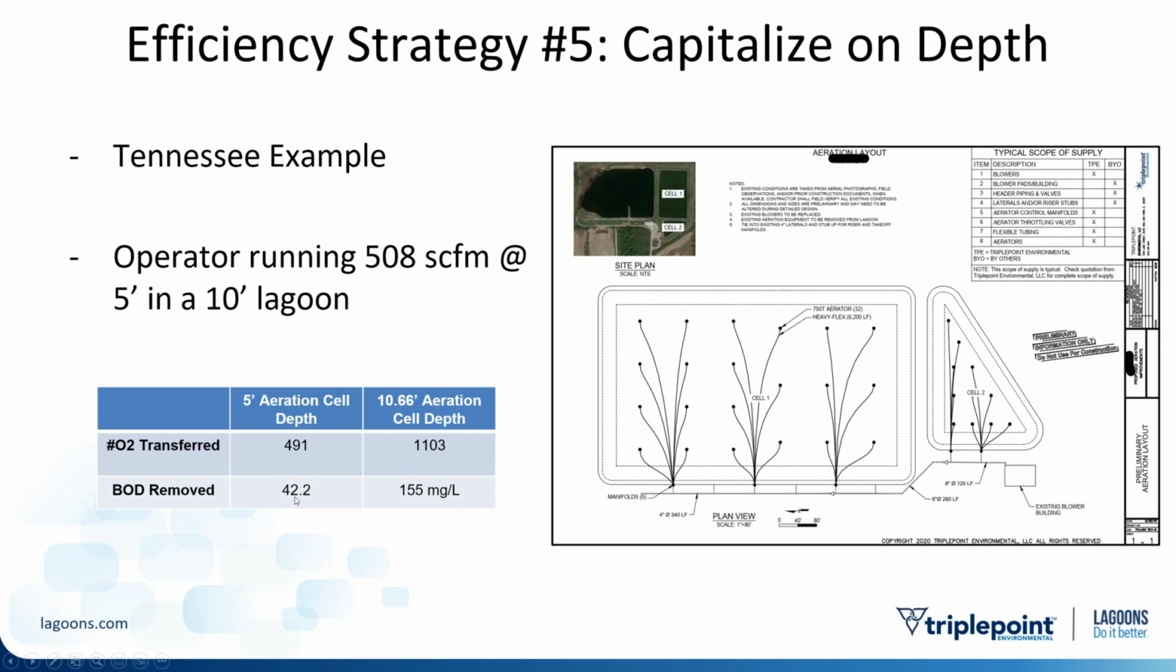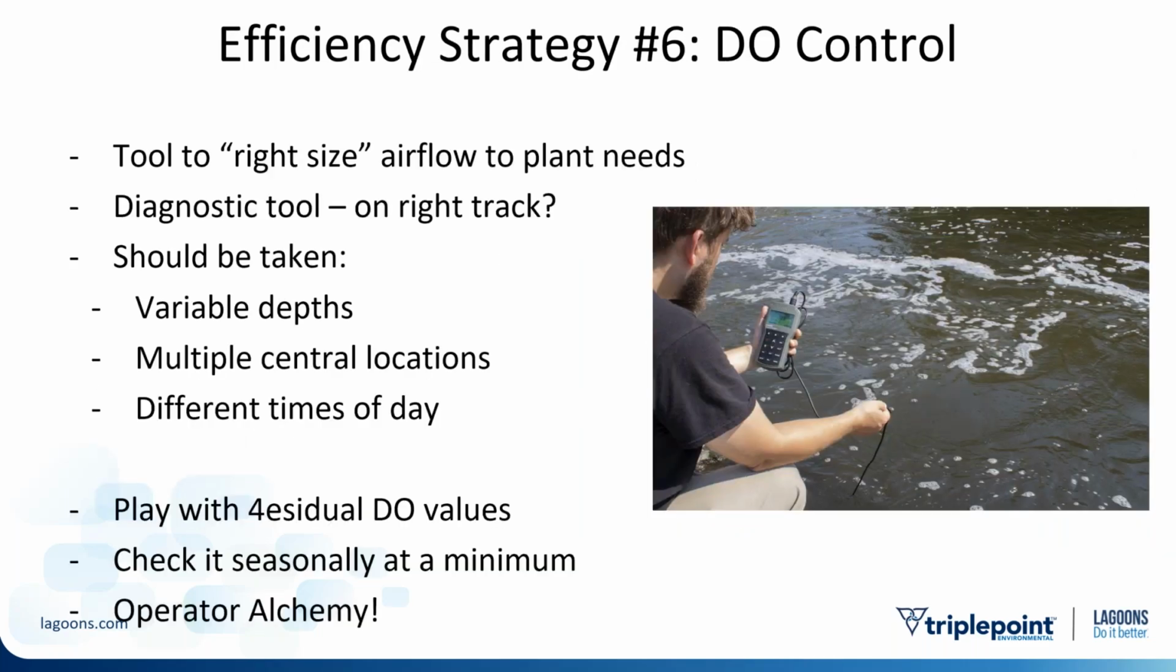At 5 feet of depth, that lagoon's only treating 42 milligrams a liter of BOD. Increased to the maximum depth, you could remove 155 milligrams a liter of BOD. And if you didn't have that BOD to remove, you could turn down the airflow. So if you've got the ability to modulate depth and you don't need the extra freeboard for some reason or another, make it as deep as possible for a diffused aeration system, because you're going to get a lot more treatment in your pond, you're going to get a lot more oxygen transferred.